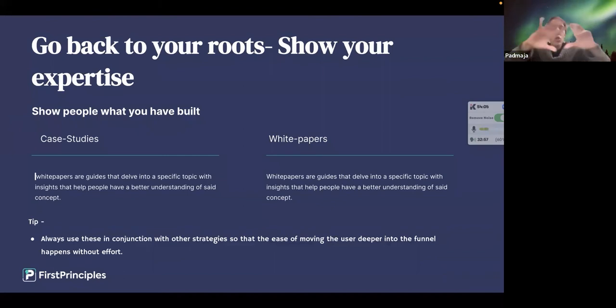So if somebody's reading a blog and then you just have a pop-up saying, hey, we also have a white paper, leave your email or your contact number and we'll send the white paper to you. Use them with other things so that the person who is at the top of the funnel sees the pop-up or sees a place where you show them the white paper and then they sign up for it. So automatically you've moved them unconsciously from the top of the funnel to the middle of the funnel. So this is all you need to do. Use all of these strategies in conjunction with each other.